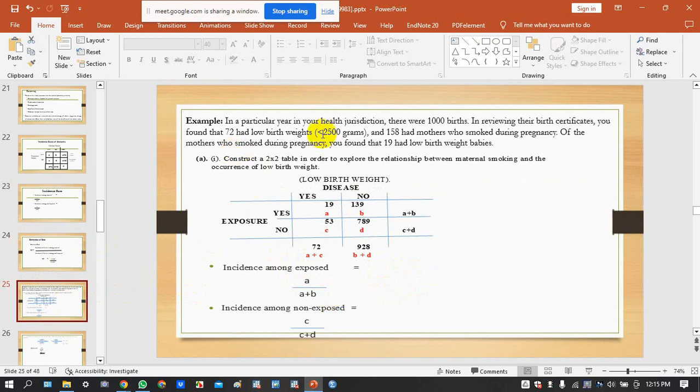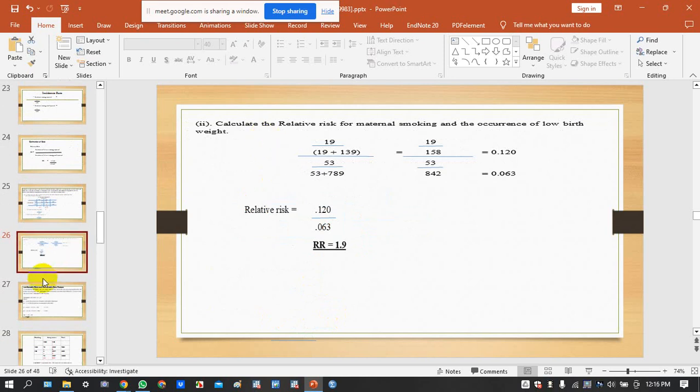So there is a question here, you go and solve it. You use the same formula. A over A plus B, you read the question and go and solve later. So A over A plus B will give us what? The incidence among the exposed. Then C over C plus D, or C over the total, will give us the incidence among the non-exposed.